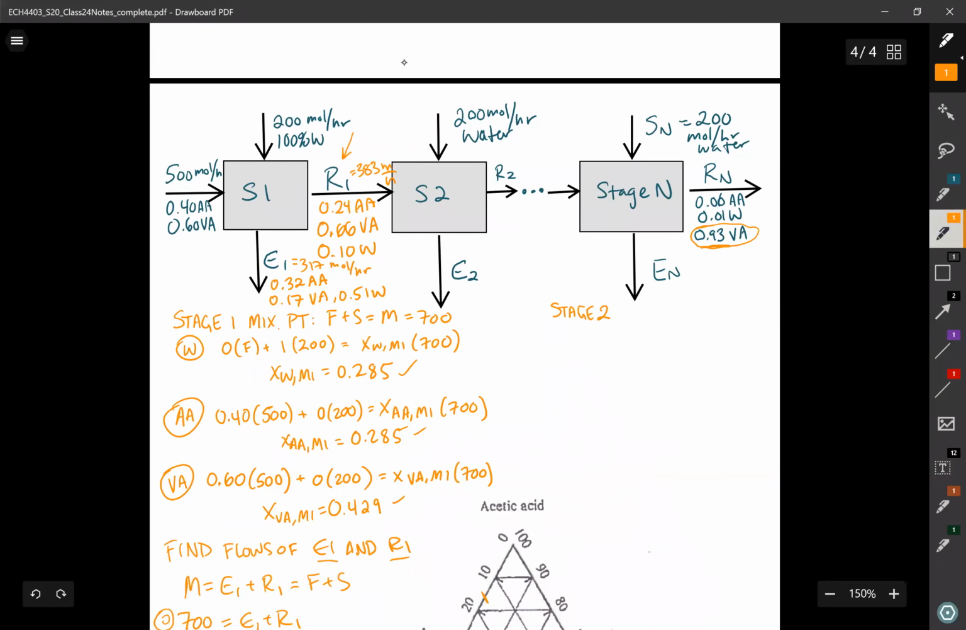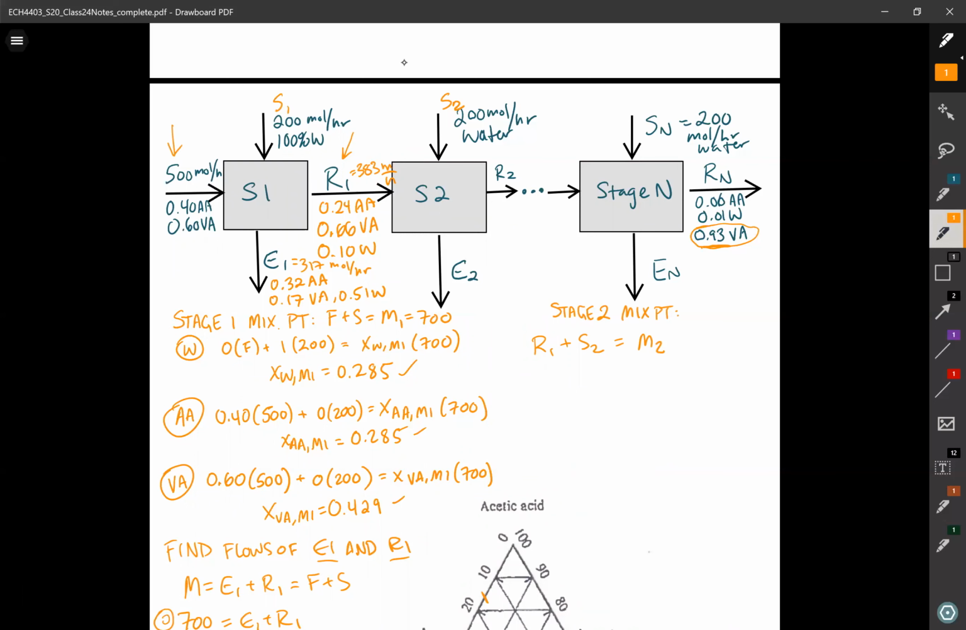We'll do it over here. We need to find the mixing point of stage 2. It is F plus S, but remember F is only the first feed. So actually in stage 2, it's R1 plus S2, where all the S's are the same, but just to make sure we're being clear about what we're counting, S2 is the material balance we need. That is equal to M2. And I should have been careful about my subscripts over in mixing point 1.